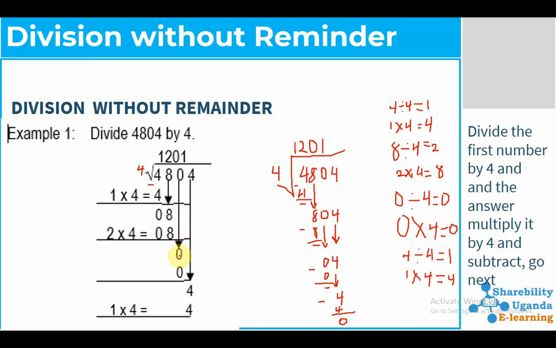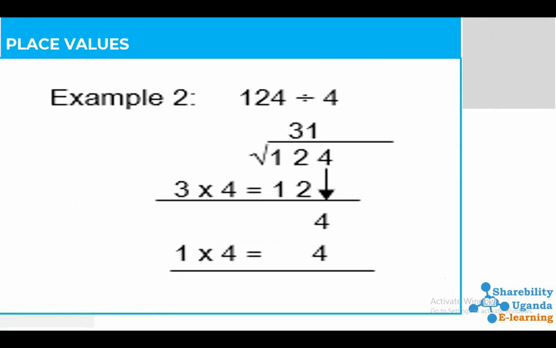They say 0 times the 4 we get a 0. We subtract, get this. Okay, here remain with a 4. Divide by 4 we get a 1. And 1 times 4 we get a 4 here. So the answer, they were able to get this. Hope everyone has got the way how we got the answer. Okay, let's move to the next one.